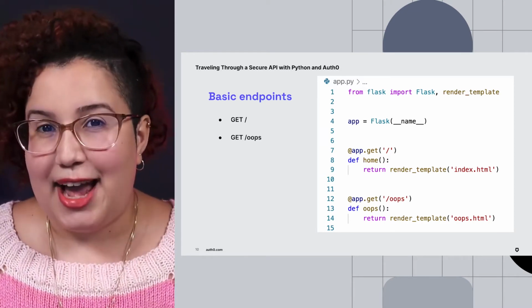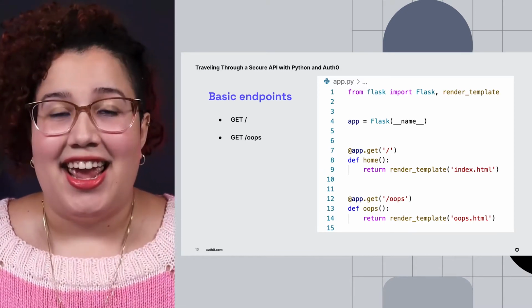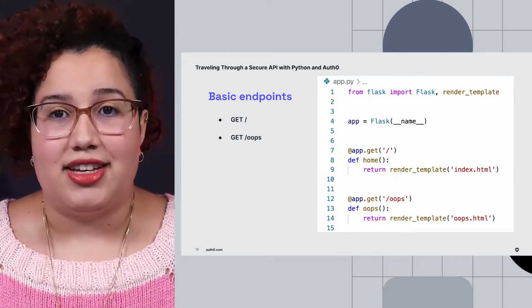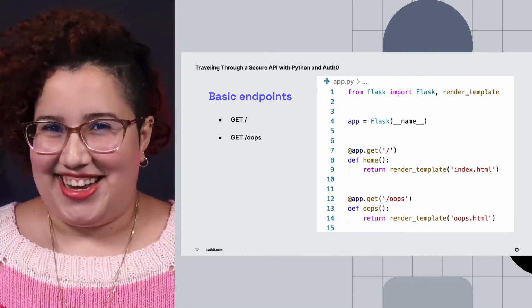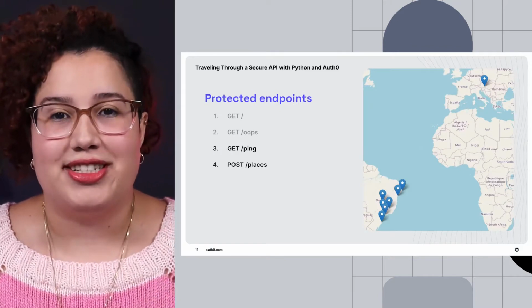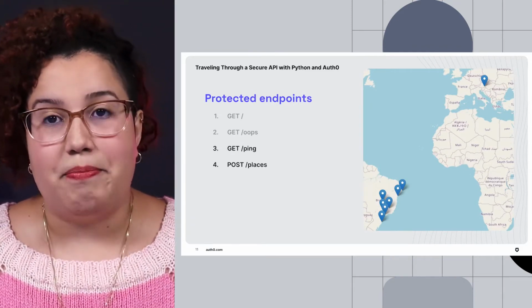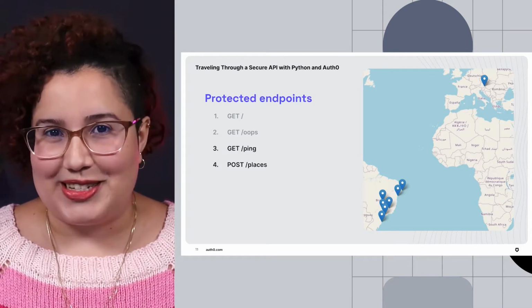Now, after I get done with the basics and I know my Flask app can be run and everything is sorted out, I start with the interesting endpoints, the ones I'm going to protect. In this case, I made 2 endpoints, the ping and the places endpoints. Let's take a closer look at that.